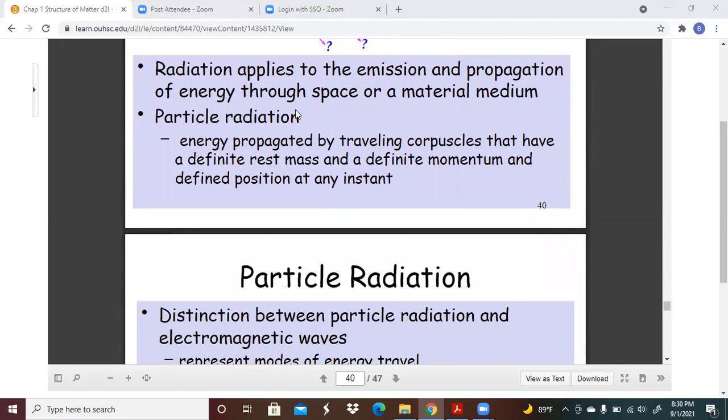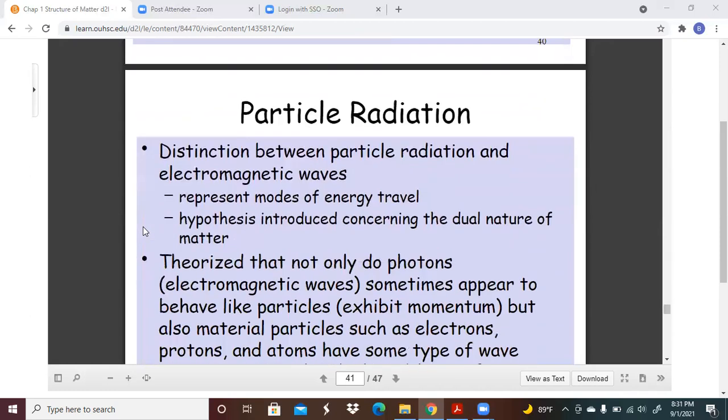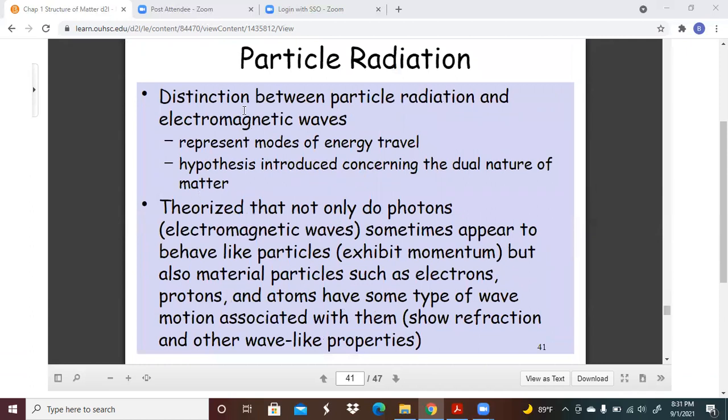So radiation applies to the emission and propagation of energy through space or a material medium. Particle radiation is energy propagated by traveling corpuscles that have a defined rest mass, a definite momentum, and a definite position at any instant. So, distinctions between particle radiation and electromagnetic waves. These represent modes of energy travel, and there's a hypothesis introduced concerning the dual nature of matter.